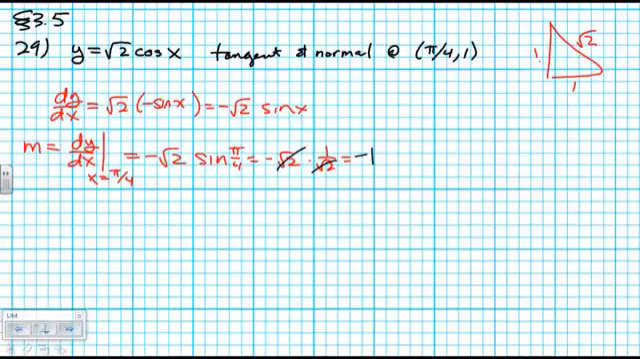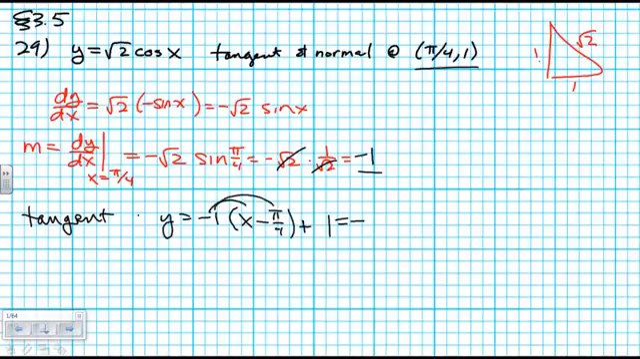So, taking this information and our point together, we're going to find that the tangent line is y equals the slope of negative 1 times the quantity x minus pi over 4, plus the y value of 1. And then, unfortunately, that's not the answer they give you in the back of the book. So you say, okay, what if I distribute the negative 1? I get negative x plus pi over 4 plus 1.